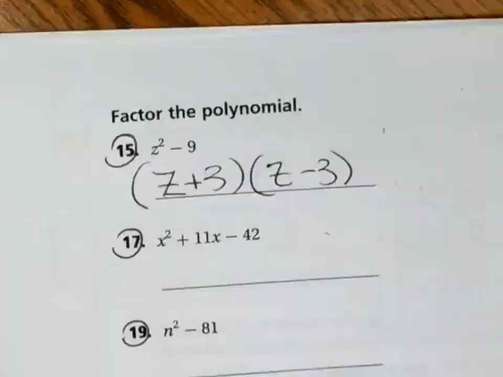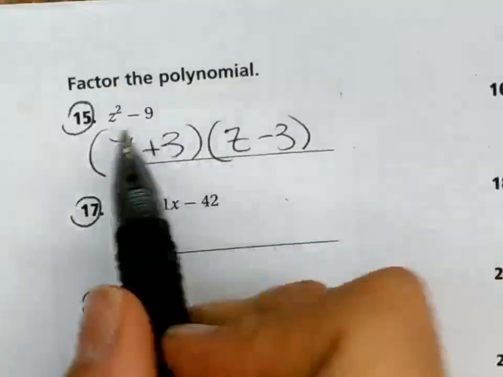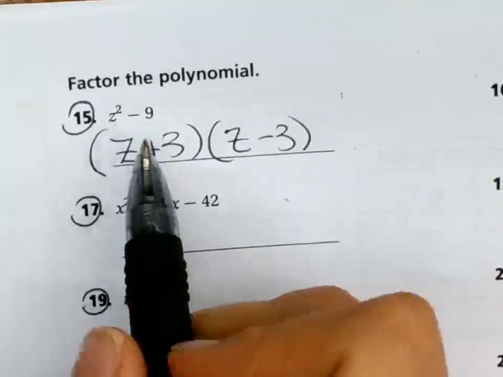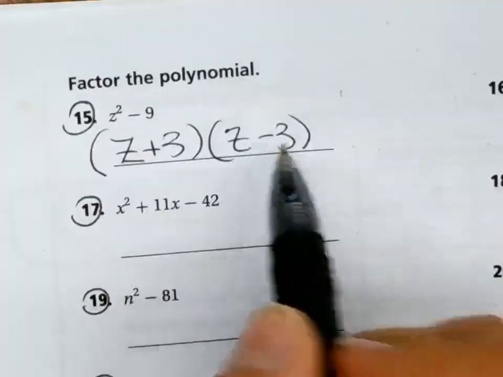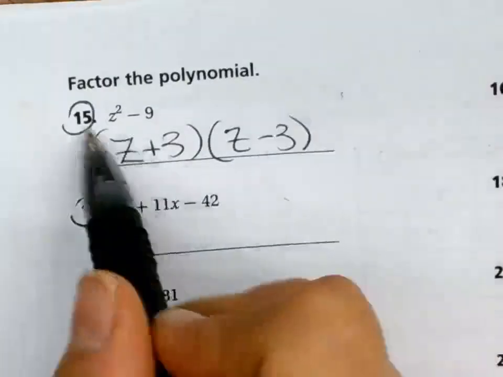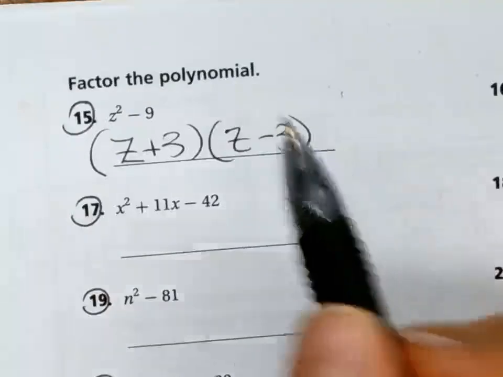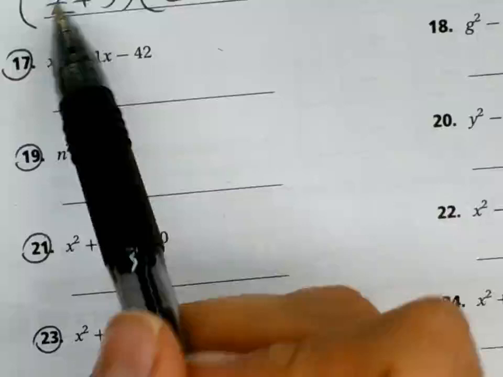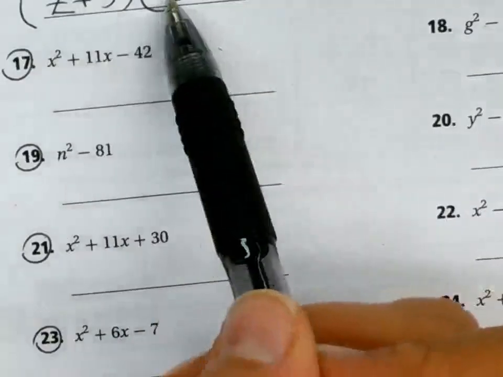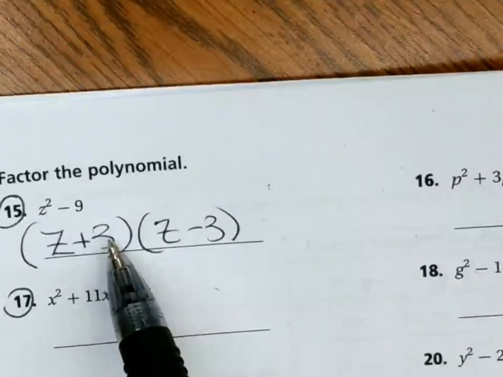Okay. This is difference of squares, right? So z plus 3, z minus 3. Are you guys starting to notice the difference of squares? Perfect square minus perfect square. z squared minus 3z plus 3z, those two terms cancel out in the middle, minus 9.